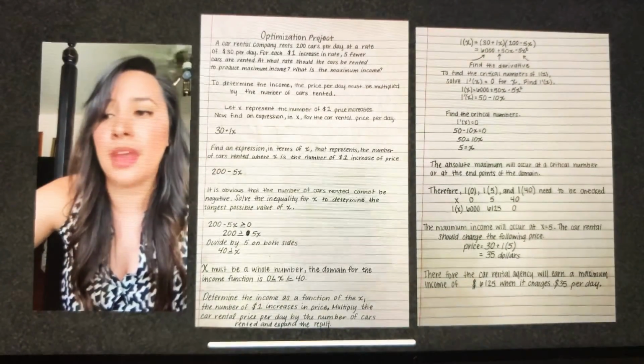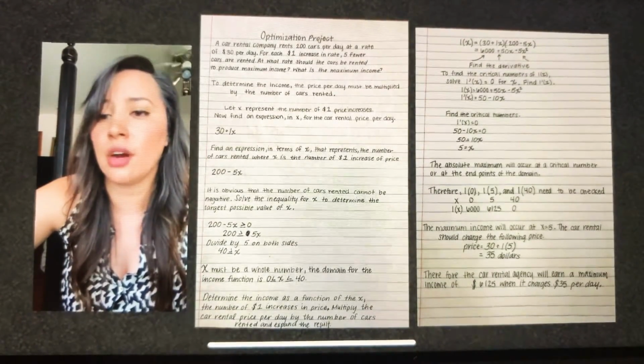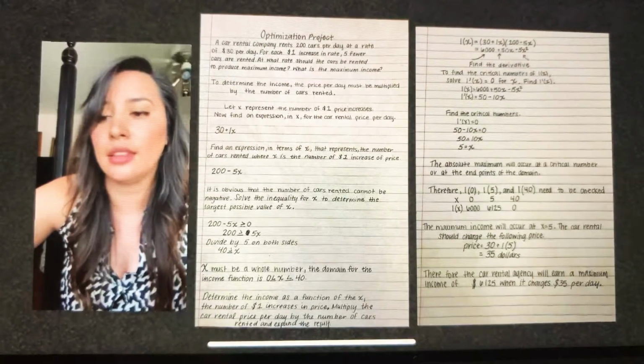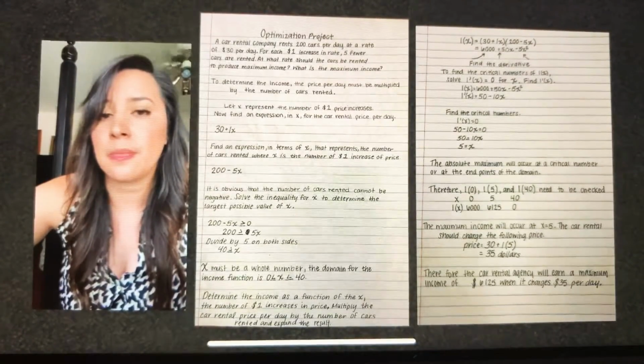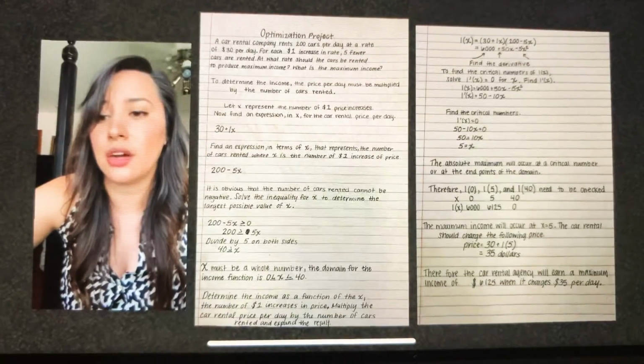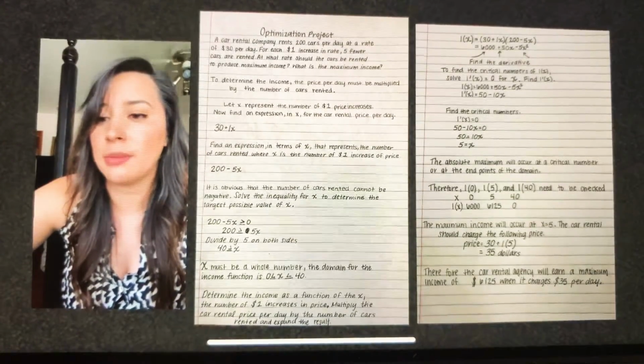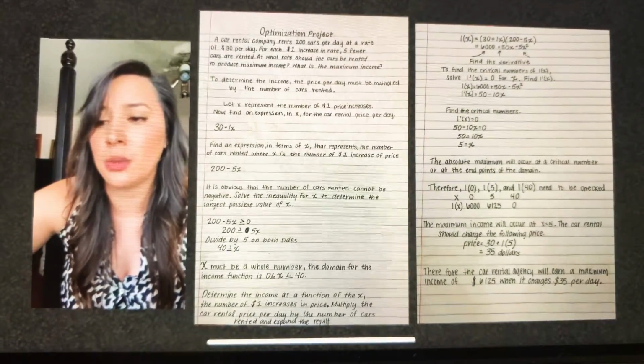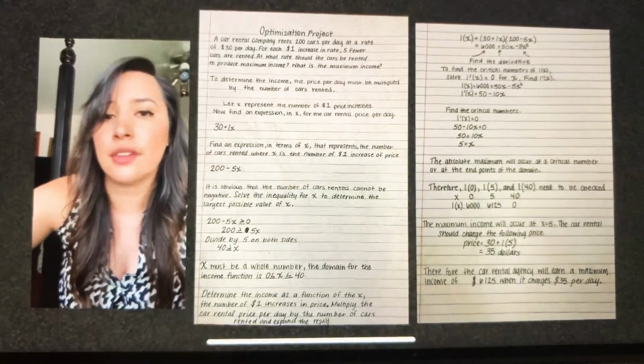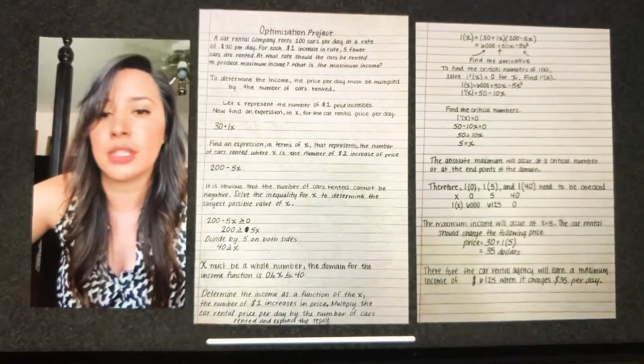So from that, we should know that the car rental company should charge $35 for the price of their rental cars. Therefore, the car rental agency would earn a maximum income of $6,125 when it charges $35 per vehicle per day.